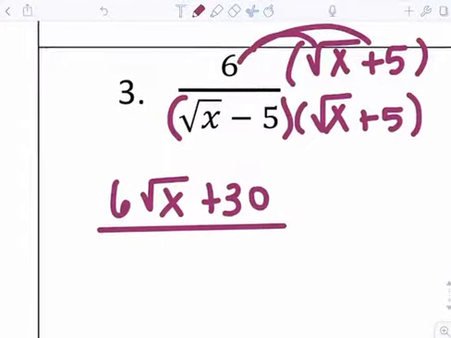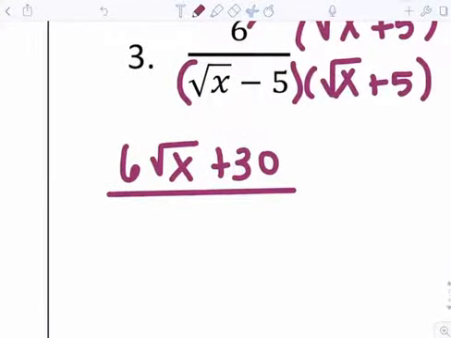Okay, in the denominator, I'm going to use the shortcut. Again, you could pause this, multiply it out yourself using the long way, and then go from there, or you could just follow along with me using the shortcut. So square the first term, right? So the square root of x times the square root of x is just x. 5 times 5, that's 25. And then tag subtraction in between.